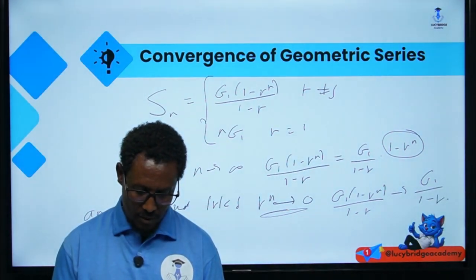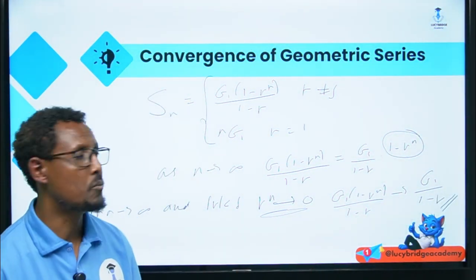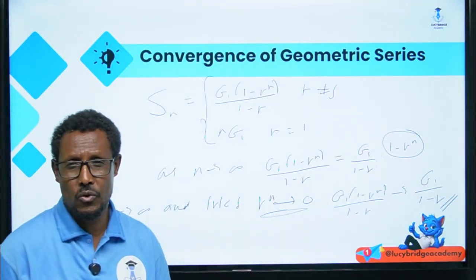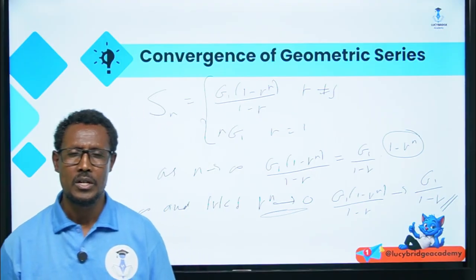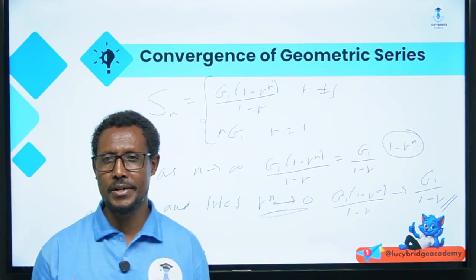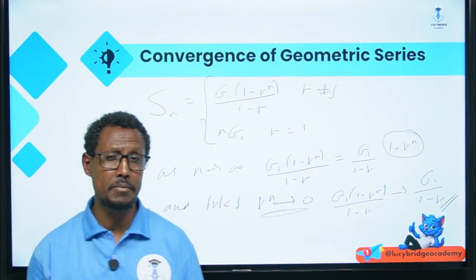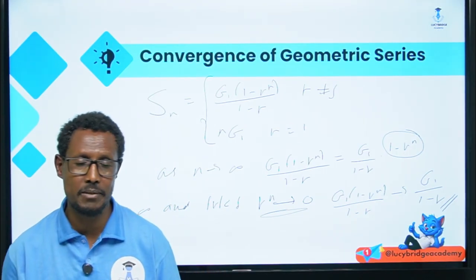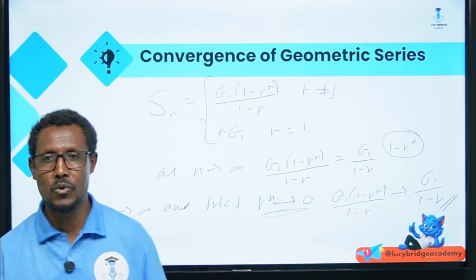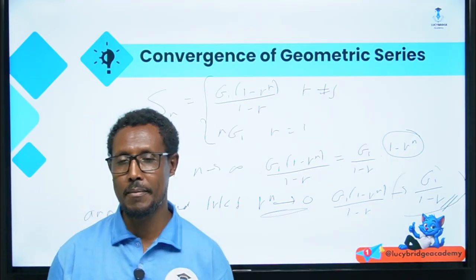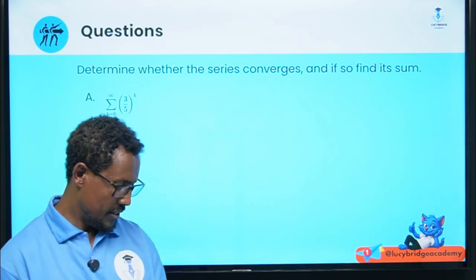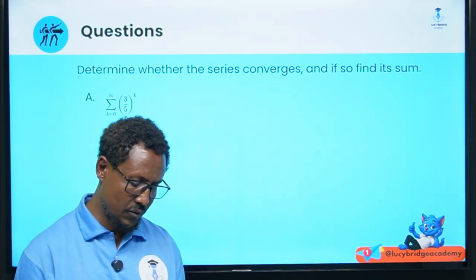We come to the formula g1 over 1 minus r. So if it is a geometric progression or geometric sequence and an infinite series, we have to check that the absolute value of the common ratio must be less than 1. If it is less than 1, we can find the sum using g1 over 1 minus r. Determine whether the series converges and if so, find its sum.